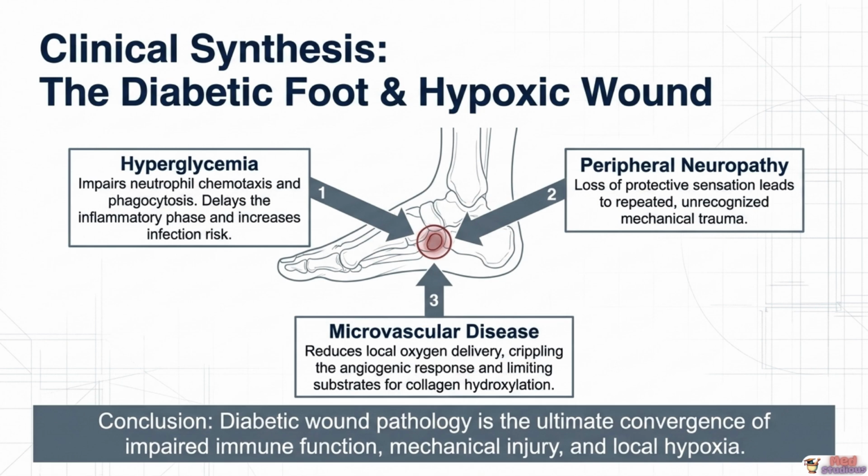The first is hyperglycemia. Chronic elevation of blood glucose directly impairs neutrophil chemotaxis, the ability of neutrophils to migrate toward infected tissue. It also impairs phagocytosis, the ability to engulf and destroy bacteria. The resulting delay in the inflammatory phase means the wound spends too long in an unresolved inflammatory state, increasing infection risk and preventing progression to proliferation. The second mechanism is peripheral neuropathy, damage to sensory nerves that deprives the patient of protective sensation.